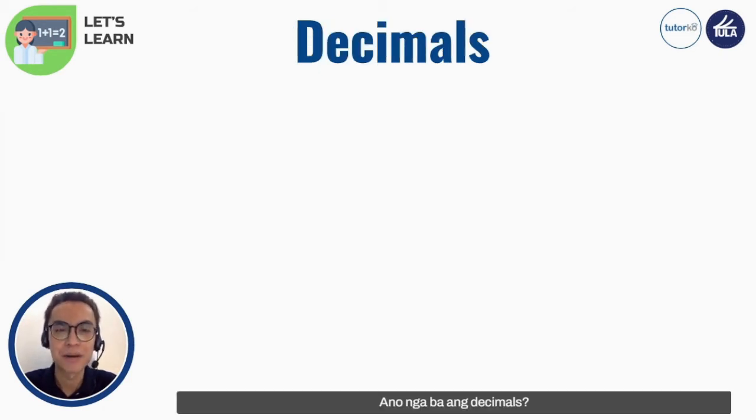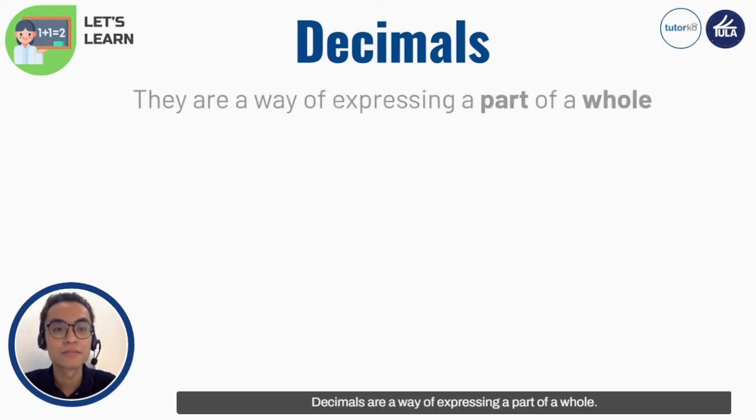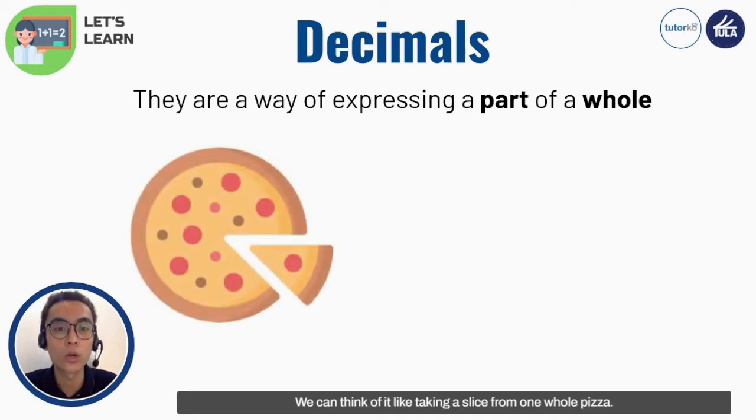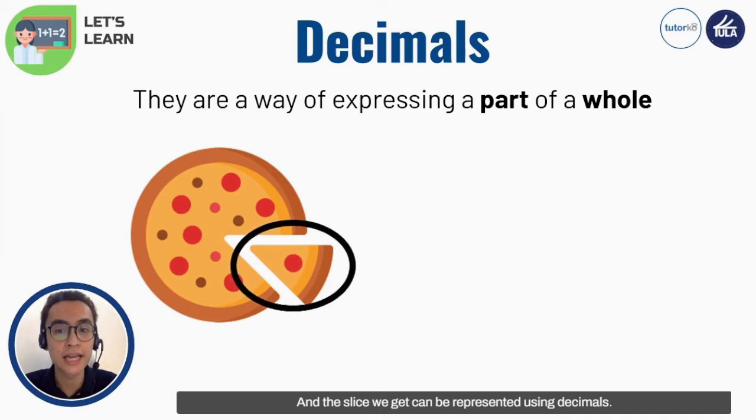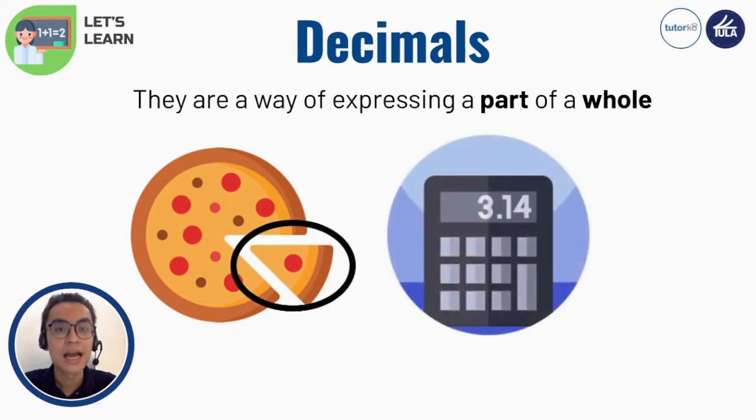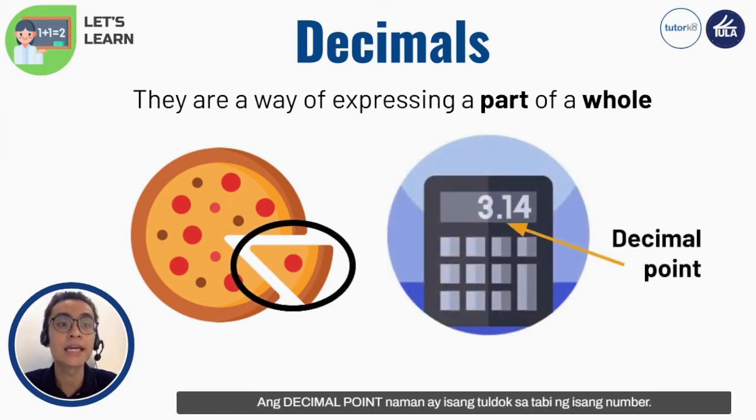Ano nga ba ang decimals? Decimals are a way of expressing a part of a whole. We can think of it like taking a slice from one whole pizza. Hindi na magiging buo ang pizza kapag nakakuha tayo ng isang slice. And the slice we get can be represented using decimals. Ang decimal point naman ay isang tuldok sa tabi ng isang number.